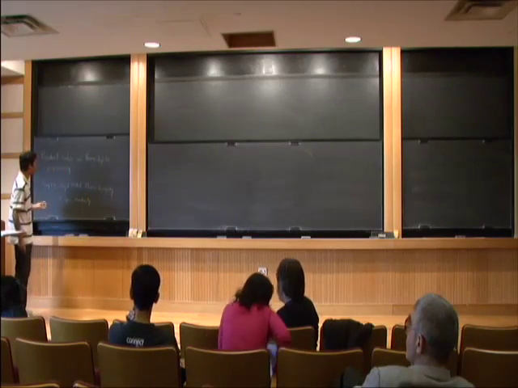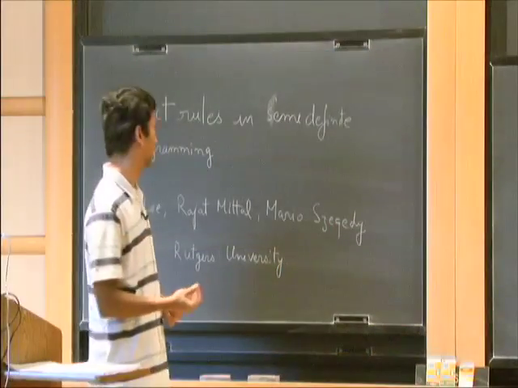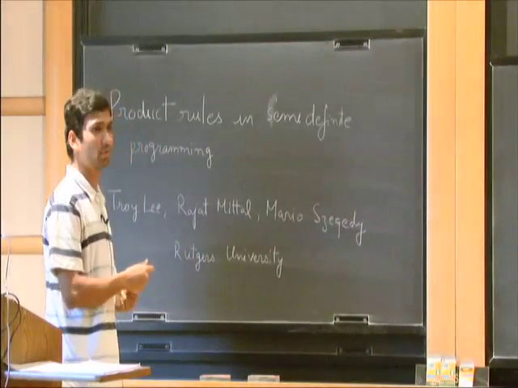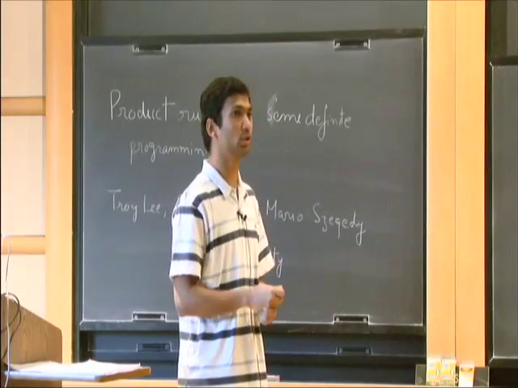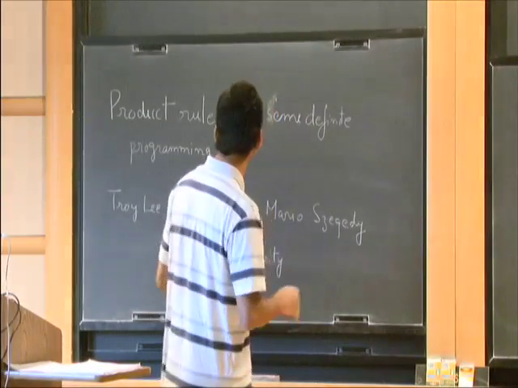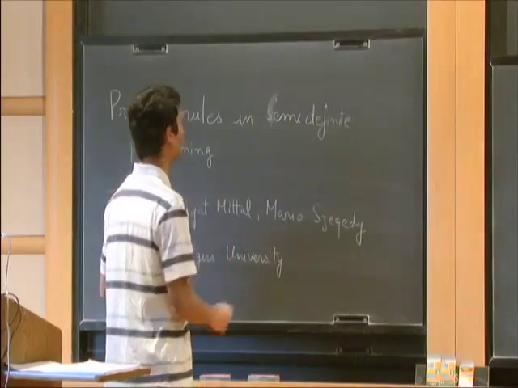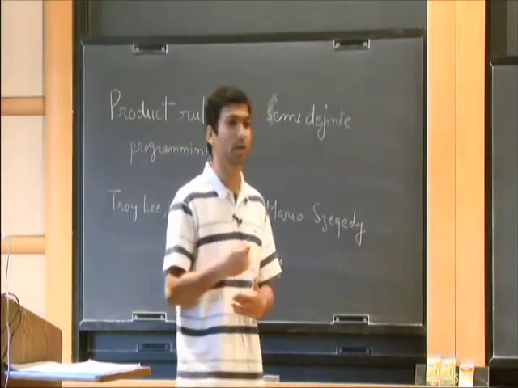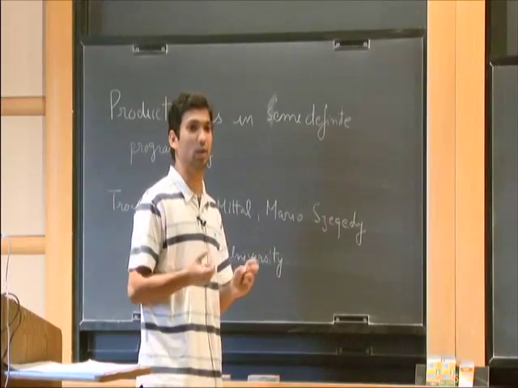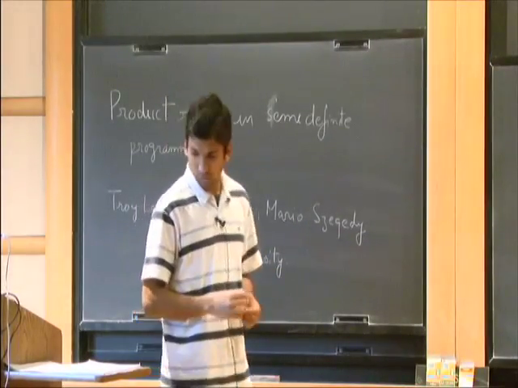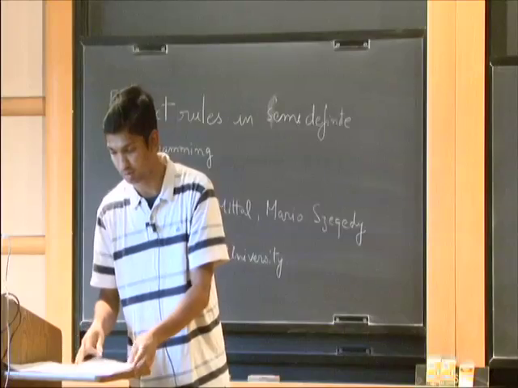This is joint work with Troy and Mario, and the title is Product Rules in Semidefinite Programming. Today we are going to find conditions under which nice semidefinite programs multiply. I will explain what kind of semidefinite programs we are looking at, and what I mean when I say that they multiply well. That will be the focus. So let's start with some motivation.